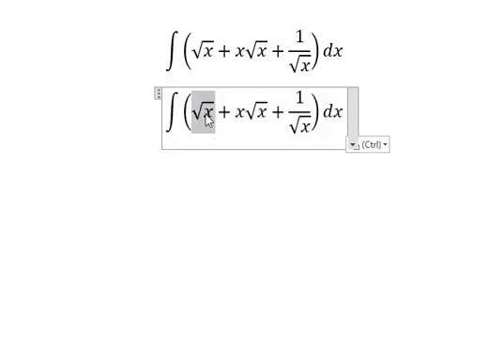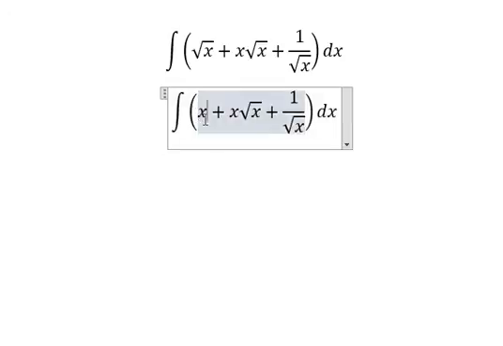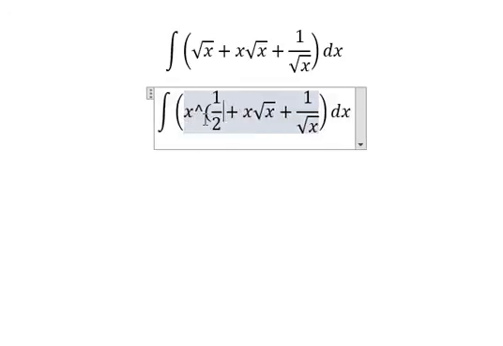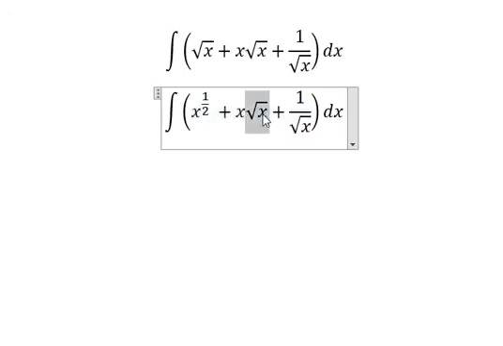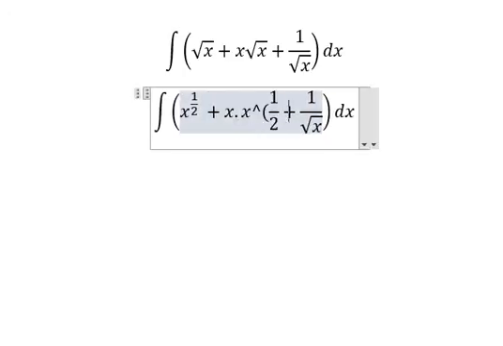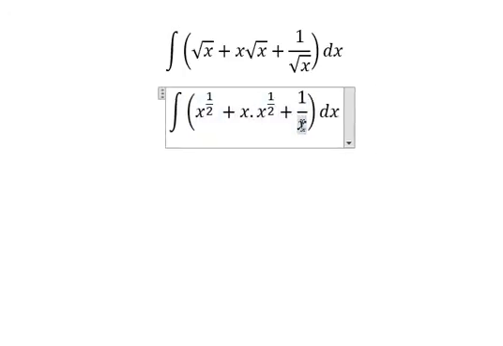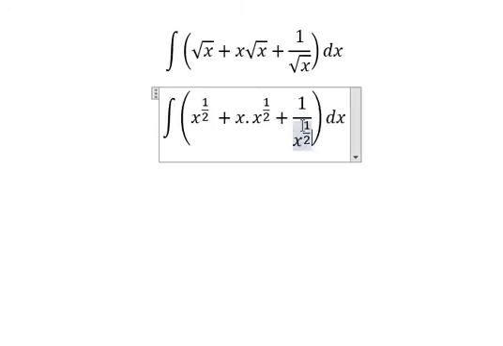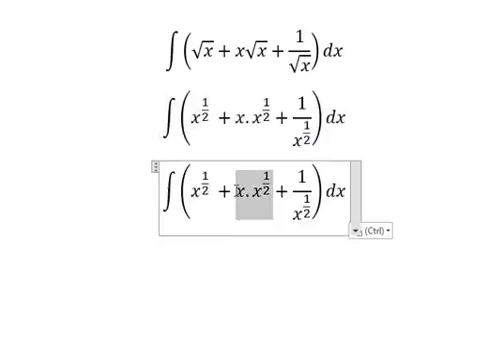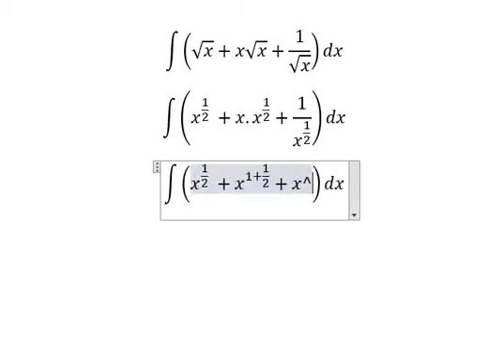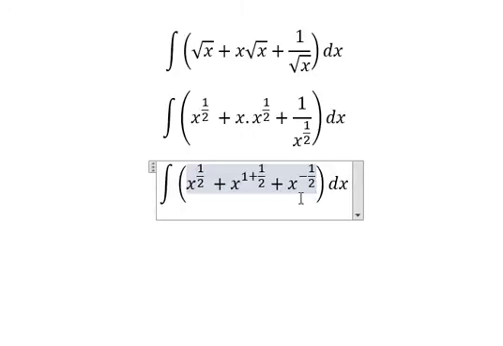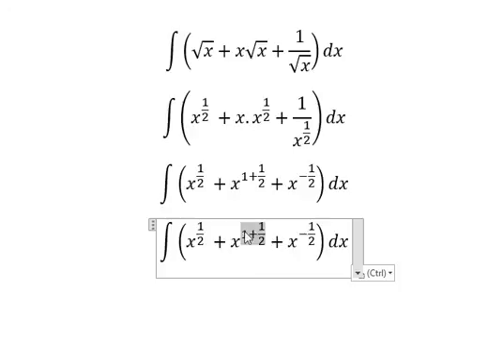The square root of s, that is represented as s to the power of 1 over 2. Similar for this one. And this one. This one in here, we have s to the power of 1 plus 1 over 2. Similar for this one. So this one is about 3 over 2.